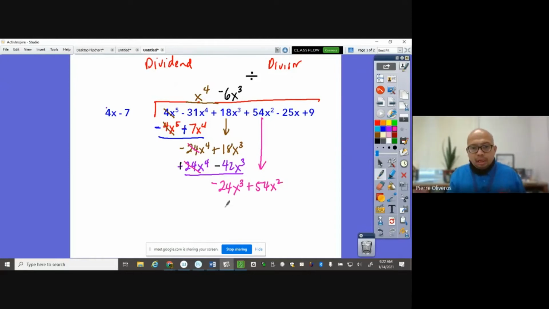You will divide the negative 24x cubed by 4x. That will give you negative 6x. There's a 1 here. What do you do with 3 and 1? We subtract them. So this becomes squared. So this will become negative 6x squared here.